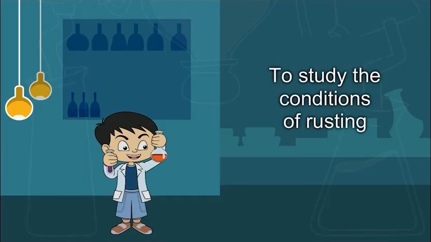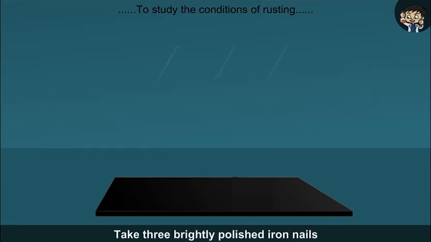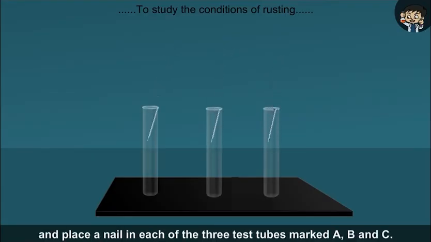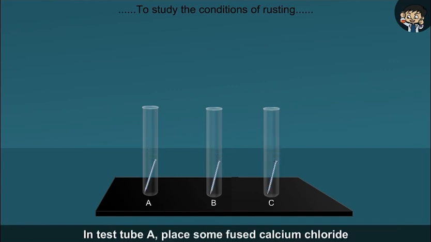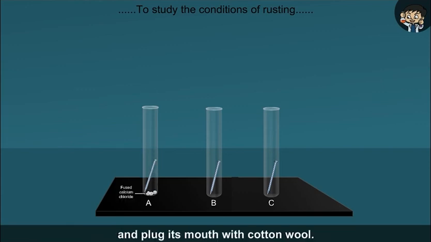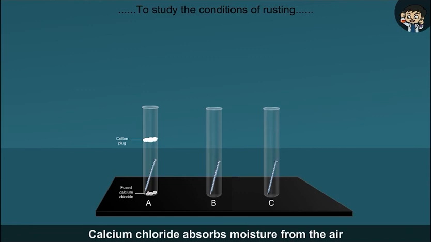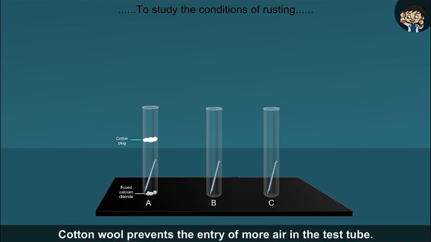The conditions of rusting. Take 3 brightly polished iron nails and place a nail in each of the 3 test tubes marked A, B and C. In test tube A, place some fused calcium chloride and plug its mouth with cotton wool. Calcium chloride absorbs moisture from the air and keeps the air in test tube A dry. Cotton wool prevents the entry of more air in the test tube.